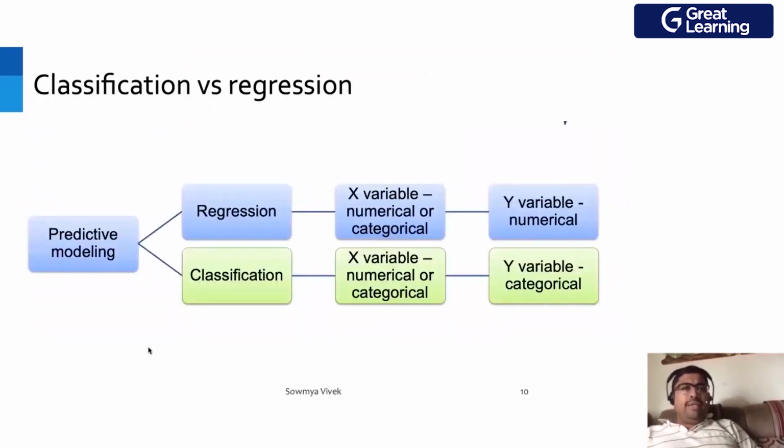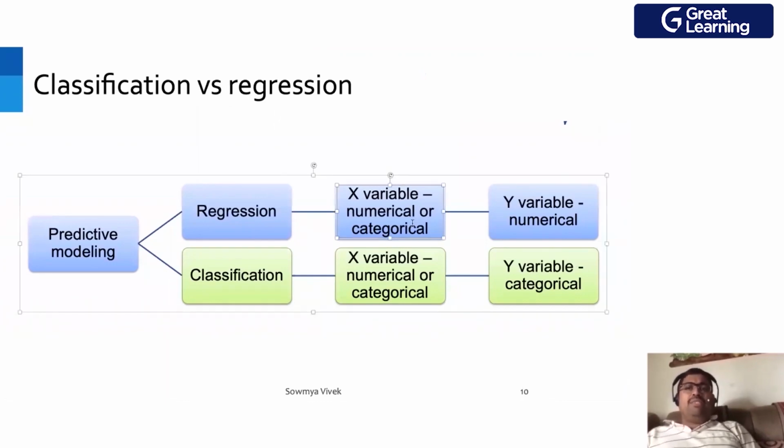Moving on quickly. So classification versus regression. We talked about two problems in supervised learning. Your predictive modeling is more about regression. Then you have numerical variables or categorical variables as your X variables, which means your independent variables. And the dependent variable will always be a numerical variable in this scenario. Clear? When you are predicting a numerical variable, you apply a regression.